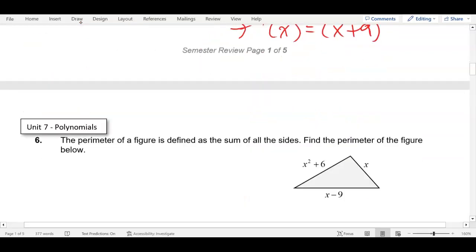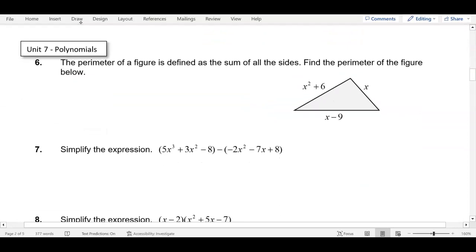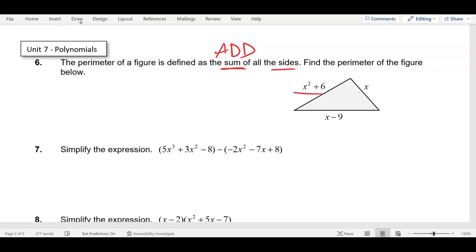Okay. Number 6, perimeter of the figure is defined as the sum of all the sides. That means you've got to add them up. Find the perimeter of the figure below. So we're going to add this, this, and this. x squared plus 6 plus x plus x minus 9.